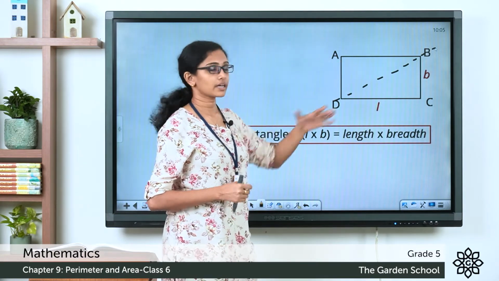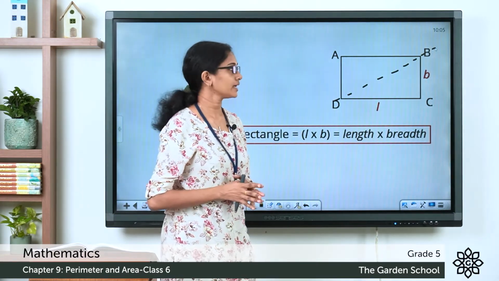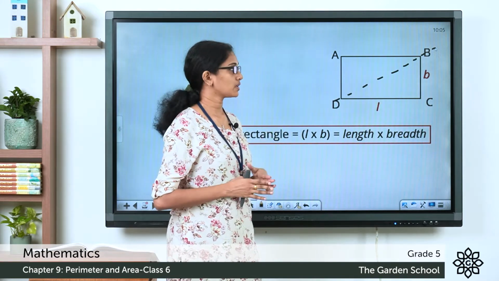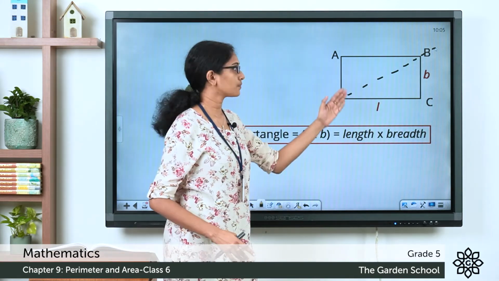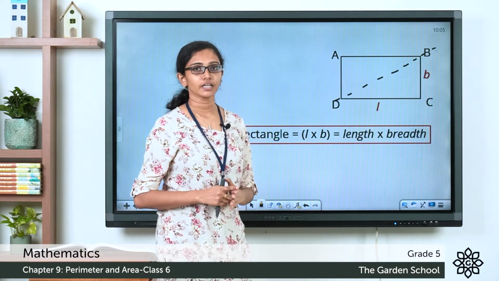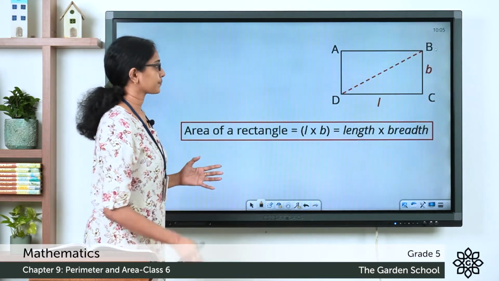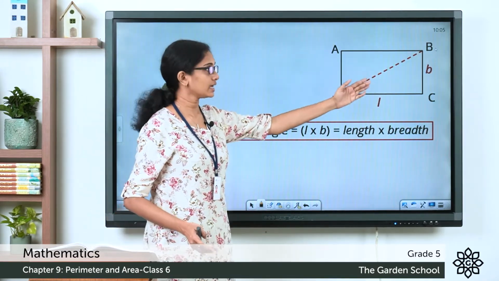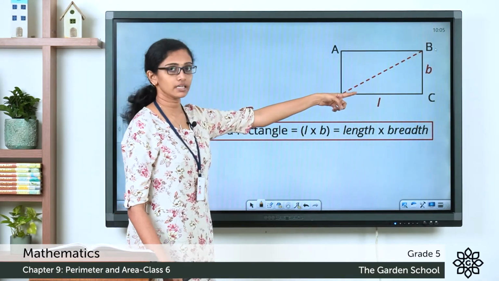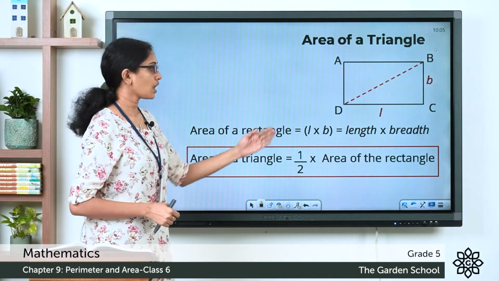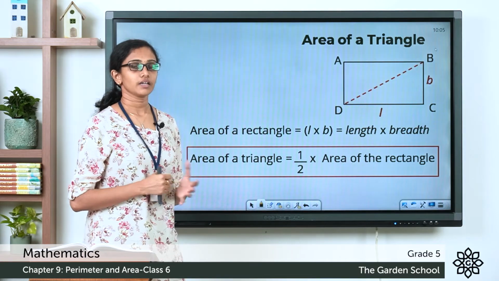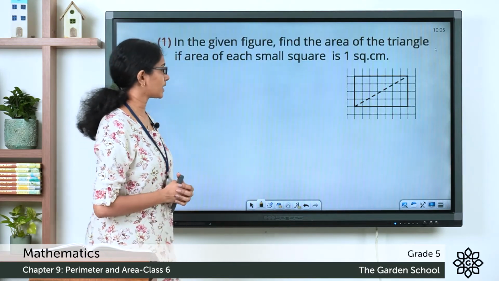See, these two triangles are equal, right? So, the area of one of the triangles will be equal to half the area of this rectangle, right? So, we can say the area of a rectangle is equal to length into breadth, and hence the area of a triangle like this will be equal to half the area of the rectangle. Now, let's make it more clear with a few examples.